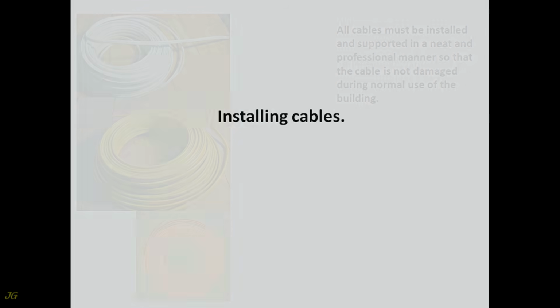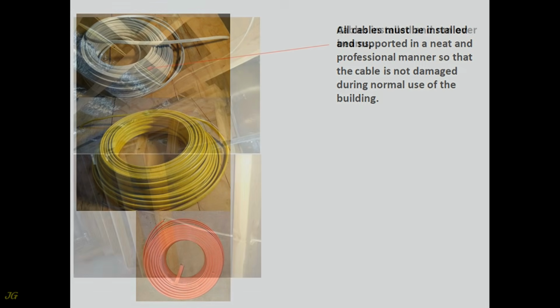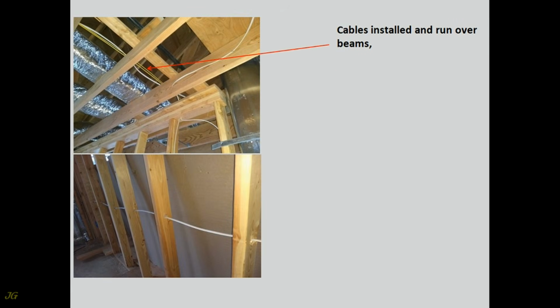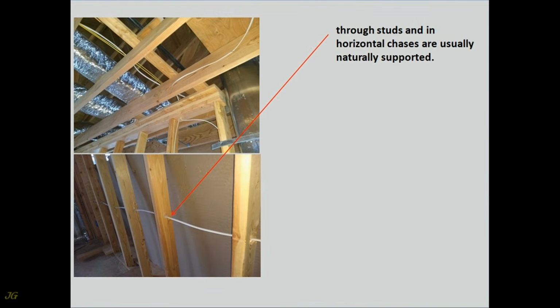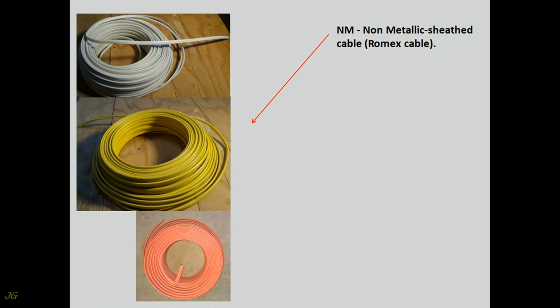Installing cables. All cables must be installed and supported in a neat and professional manner so that the cable is not damaged during normal use of the building. Cables installed and run over beams, through studs and in horizontal chases are usually naturally supported. NM, non-metallic sheathed cable, Romex cable.